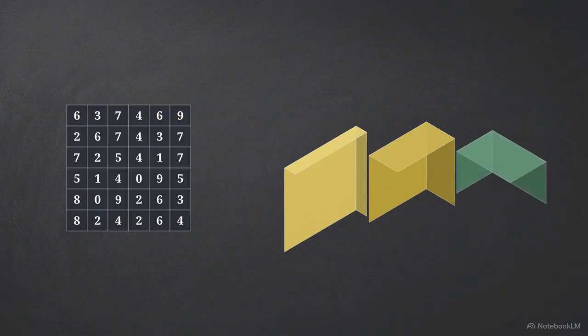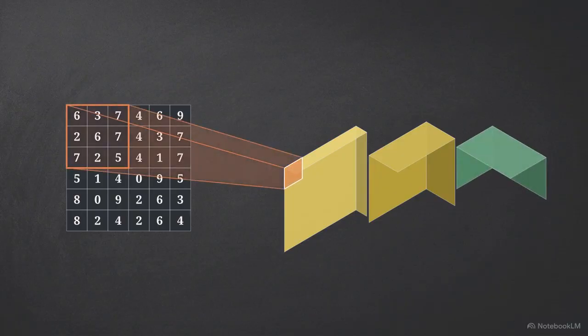Here on the left, we have a simple two-dimensional input matrix. On the right, the complex, multi-layered 3D tensor architecture the network builds from it. A precise series of localized mathematical operations directly connects this simple starting grid to that highly complex output.